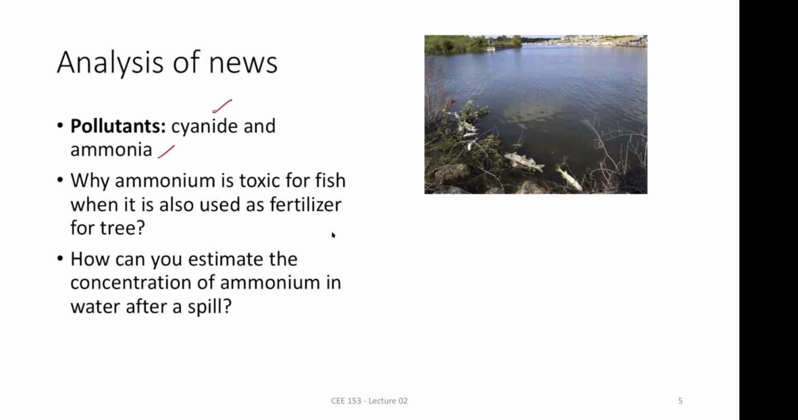So it's ammonia toxicity. But now the question is why ammonium is toxic for fish when it is used as a fertilizer. Because in many fertilizers you use ammonium phosphate. That's the formula: you have ammonium and you have phosphate. Nitrogen and phosphorus are the nutrients that plants need. So we are applying nutrients for the plants, and it's not toxic, but somehow it is toxic to fish. Why is it toxic?